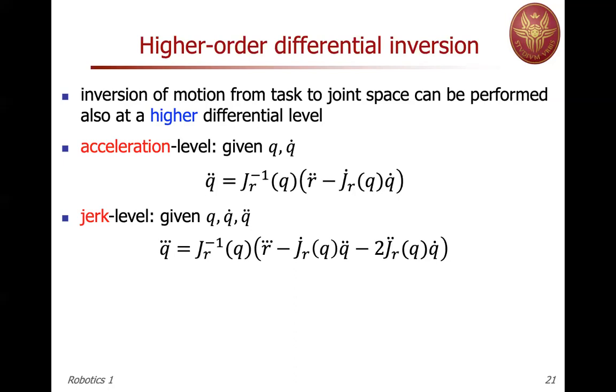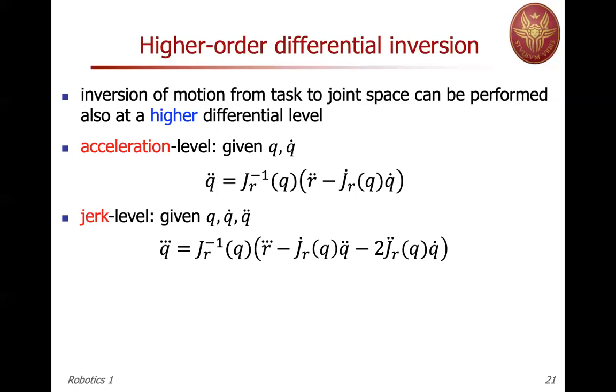Why not? You can do this at the third order level. Now, if I bring to one side everything but the Jacobian times the highest order derivative of the joint variable, so j q triple dot, I have r triple dot minus j dot q double dot minus 2 j double dot q dot. We have already commented. So you bring everything you should know on one side, and then you invert the Jacobian, and you get the jerk q triple dot. So in order to compute the right-hand side, now you need to know where you are in position, which velocity your joints are having, q dot, and which acceleration they are having.